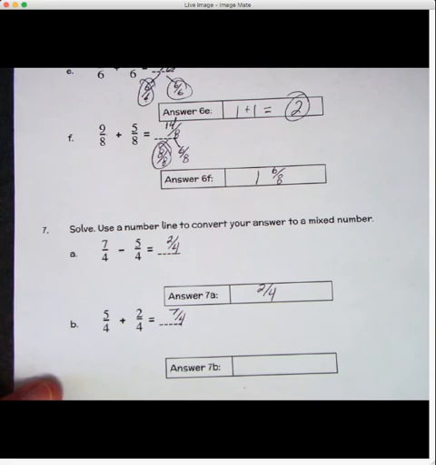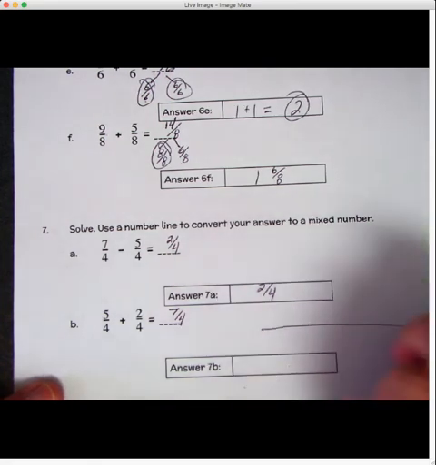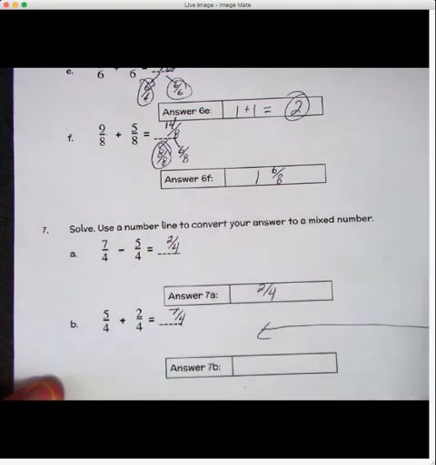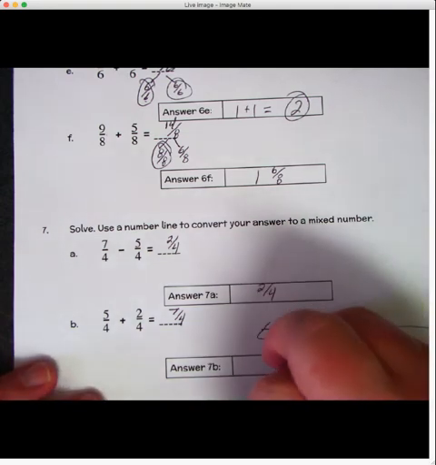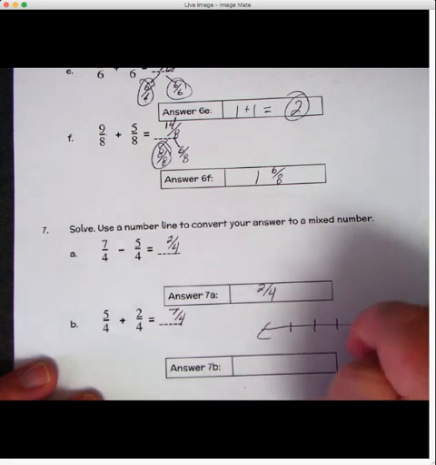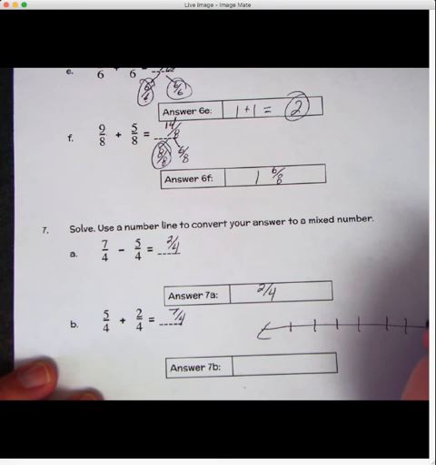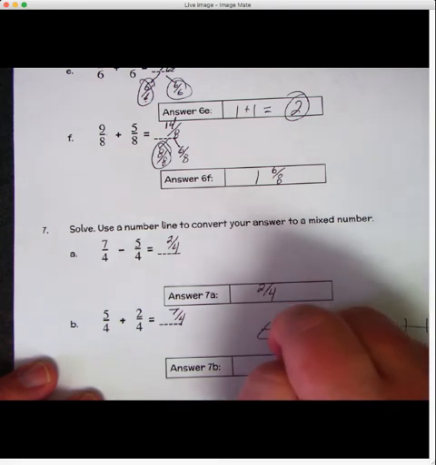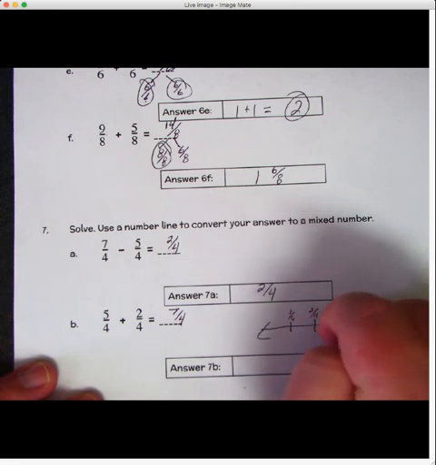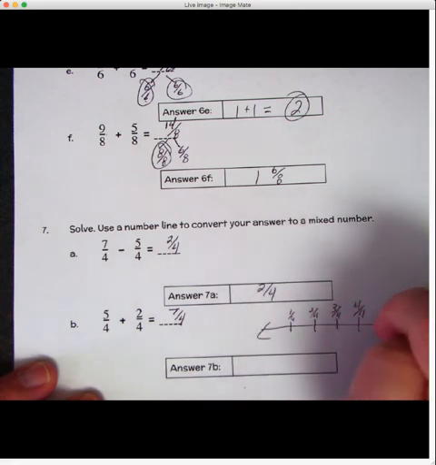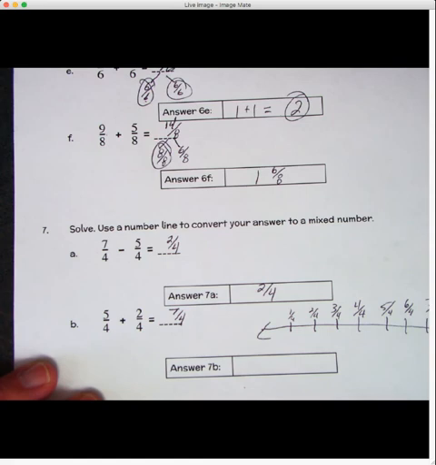So using a number line, you would have to draw a number line. And we need to do fourths. So here's 1/4, 2/4, 3/4, 4/4, 5/4, 6/4, 7/4. All right, so 1/4, 2/4, 3/4, 4/4, 5/4, 6/4, 7/4. Okay, so 7/4 is right here.